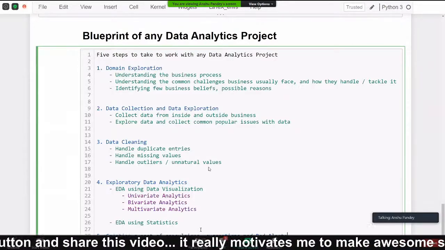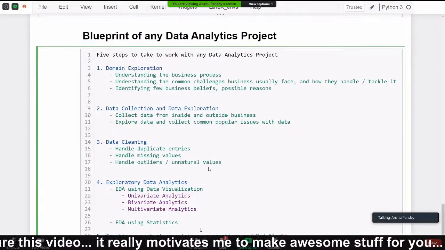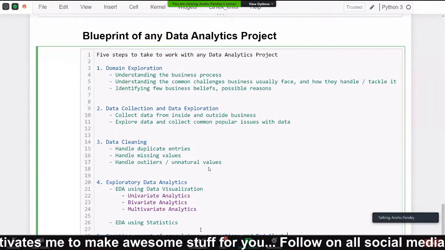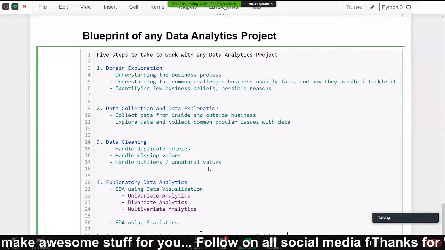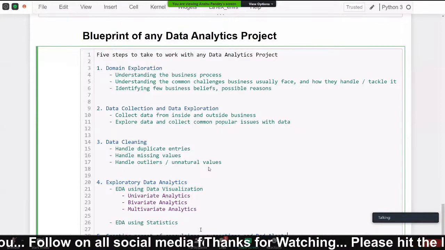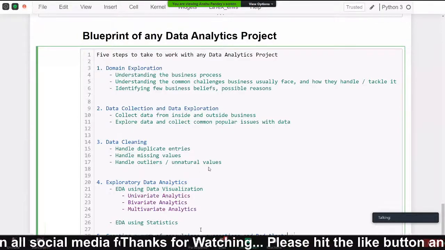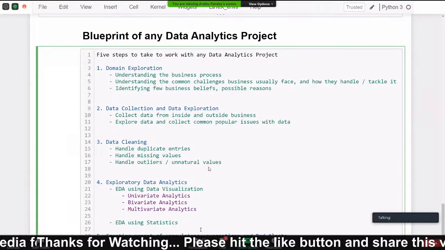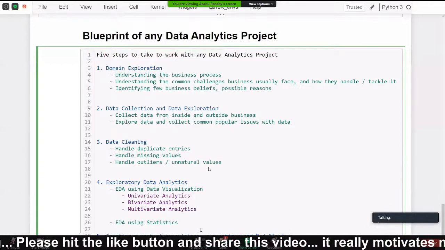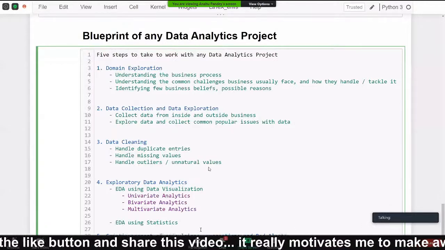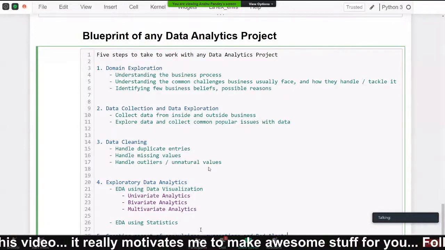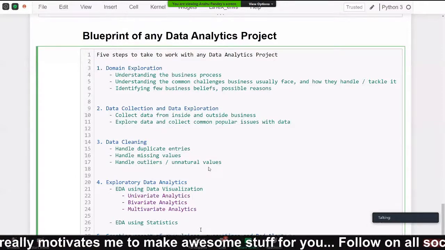So I hope we are all good, everyone, with this part. Let me know in case you have any question with the current part of the blueprint for any standard data analytics project. Are we all good? We'll go further. Right. So let's move further now.